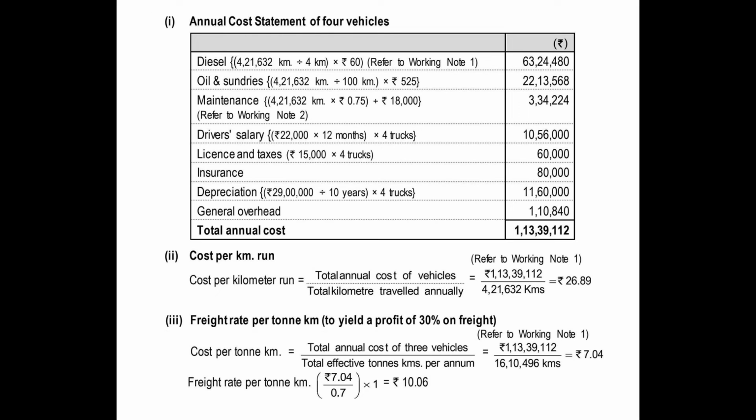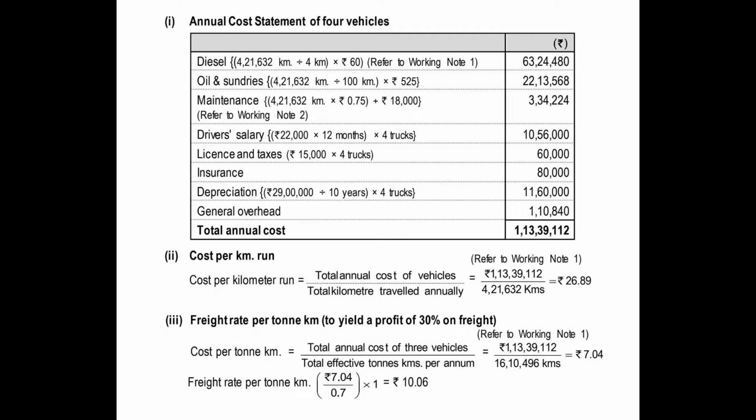Now write the annual cost statement of 4 vehicles. Put a heading: annual cost statement of 4 vehicles. There should be 2 columns. The first column should be the particulars column. The second column should be the rupees column. One by one I will dictate. First I will dictate the variable cost portions. Then we can move to fixed cost portions.